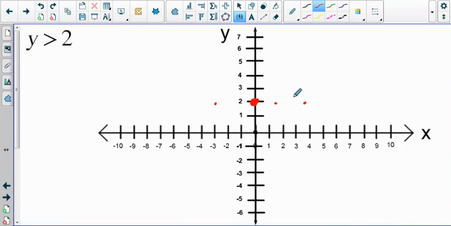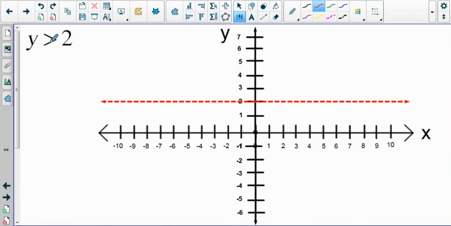Okay, so that's with x equals something, that's a vertical line. This is y equals a number, so it's going to be a horizontal line. So I'm just going to put in a horizontal line in here. Now, will this be solid or dashed? Well, it's not also or equal to, so this is going to be a dashed line through y equals 2. Okay, all right, so there's what that one looks like.